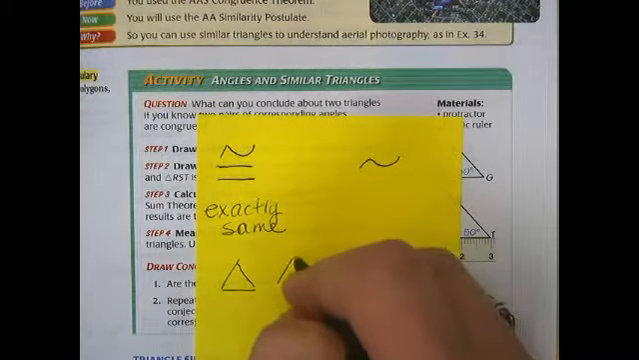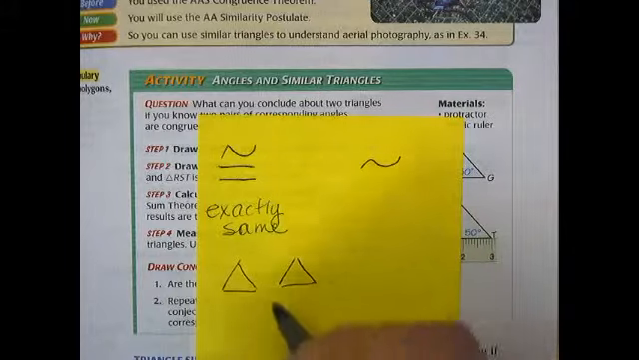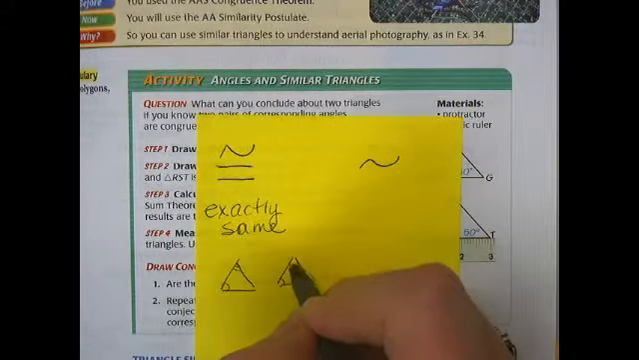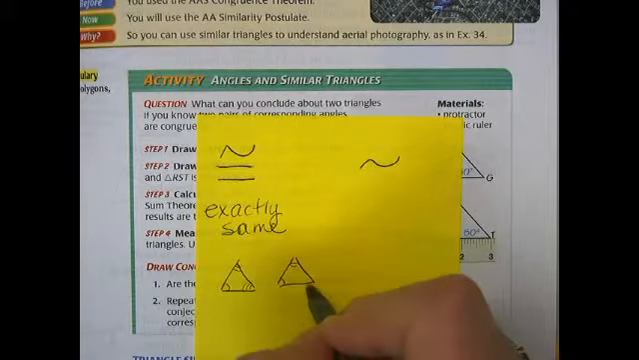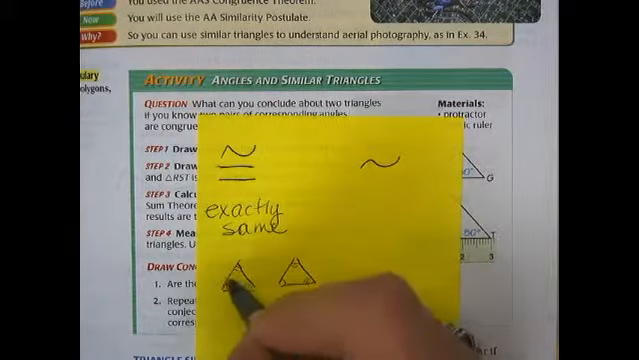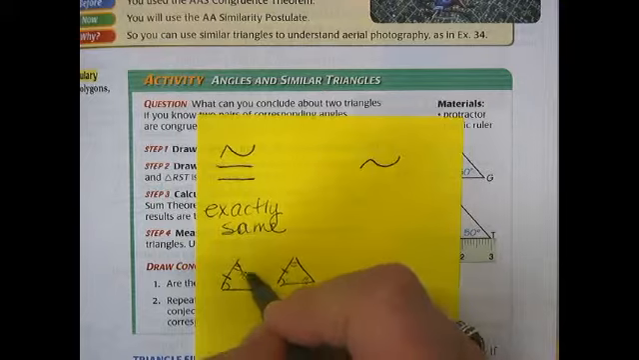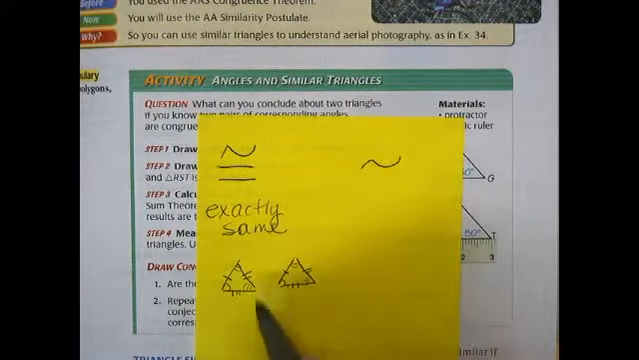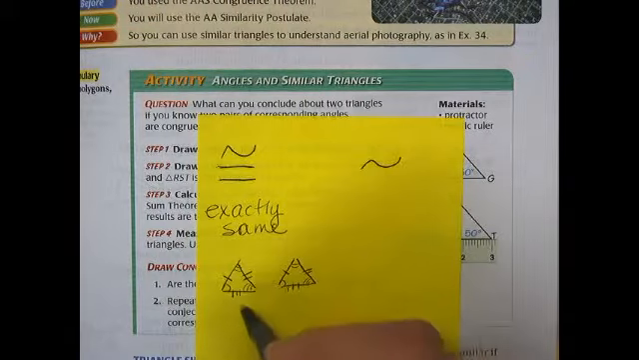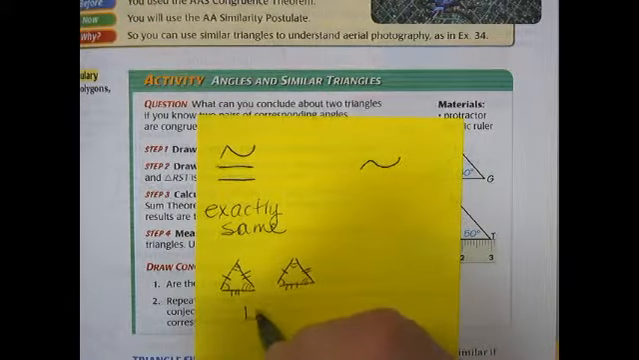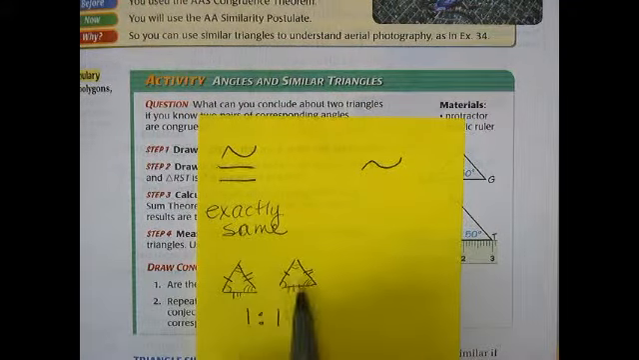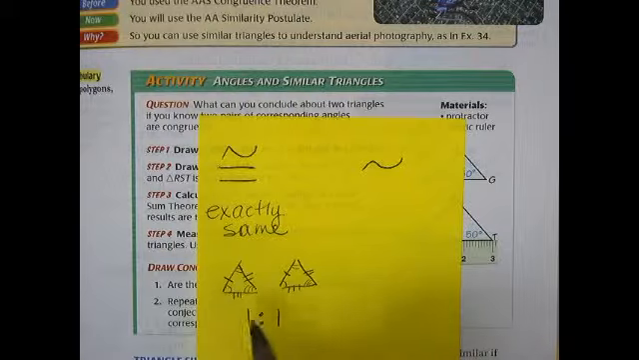So if we are looking at two congruent shapes, we know from the past that means that all corresponding angles have to be equal, but also all corresponding sides have to be equal. And if corresponding sides are equal, that also means that they are in the same ratio. And in this case, the ratio is 1 to 1. There's a scale factor of 1 from the one shape to the other.